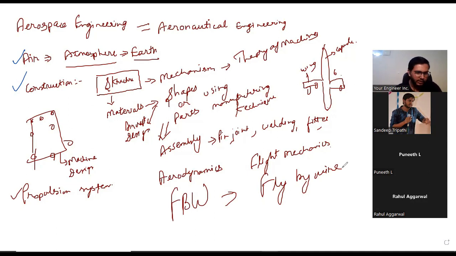If you see the old HAL aircrafts, you will get to see those things. The wires were there. Those kinds of systems don't exist now because it's all electronically available. You just press the button and the ailerons get controlled. So that's how things are right now. Fly by wire system is there. Fly by wire systems means electronic instruments.